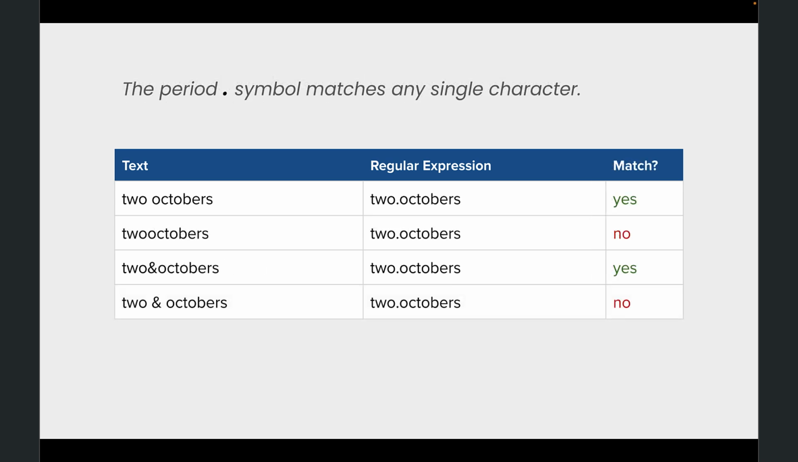Okay, so the first sort of magical character in regular expressions is the period. What that does is it matches any single character. The first line here, we have 2.octobers. Does it match 2 octobers with a space between them? Well, yes, it does, because a space is a character. The next example, there is no space, so 2.octobers does not match 2 octobers with no space, because it has to match a single character, and there isn't a character there. The next example with an ampersand does match, because an ampersand is a character. And then in the last example, it doesn't match because we've introduced spaces.